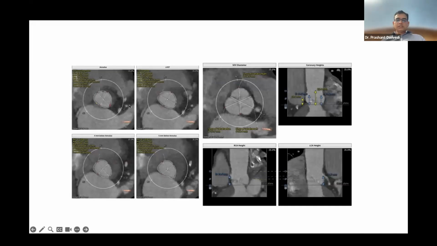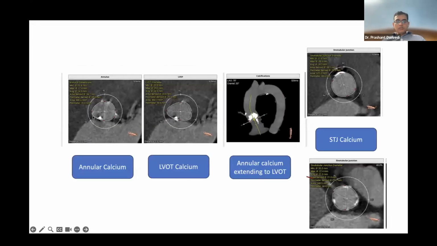So what are the hostile anatomical features during TAVR? You can see this is a straightforward anatomy with an annulus without any significant calcium across the annulus, LVOT, sinus of Valsalva, STJ, and adequate coronary heights. But what about this?